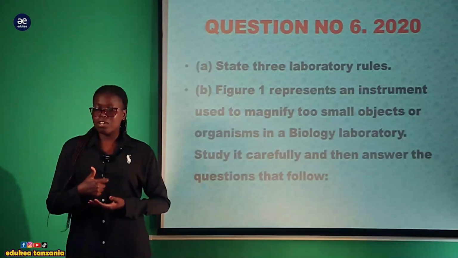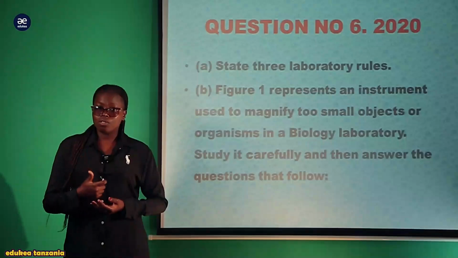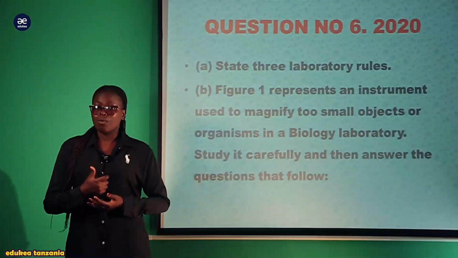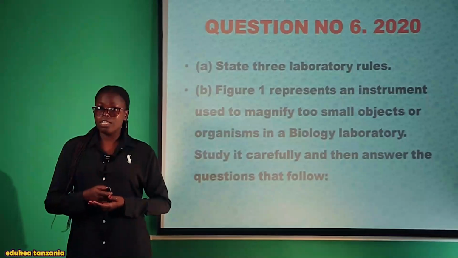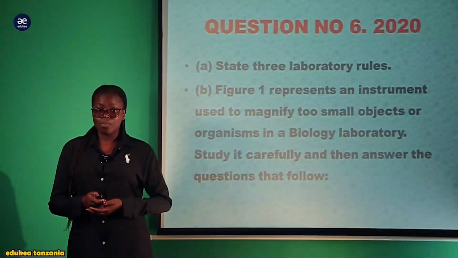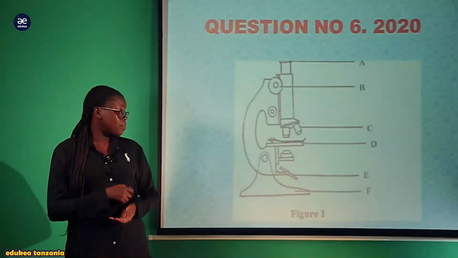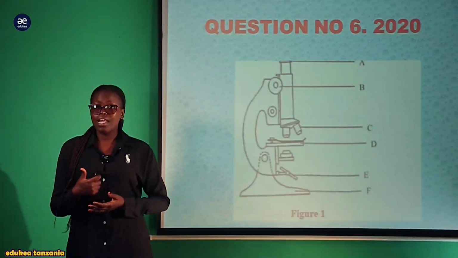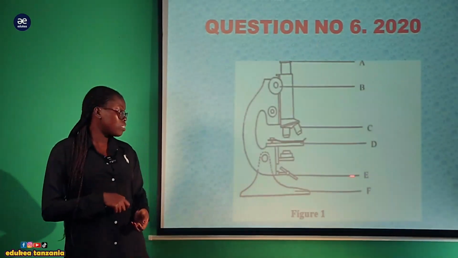So after knowing that this is a microscope now, you have been given a diagram, you have to observe it carefully, then you can answer the questions that follow in this particular question. And this is a microscope. Here you have been given the parts which have been labeled, and you have been asked to label part A up to part F.